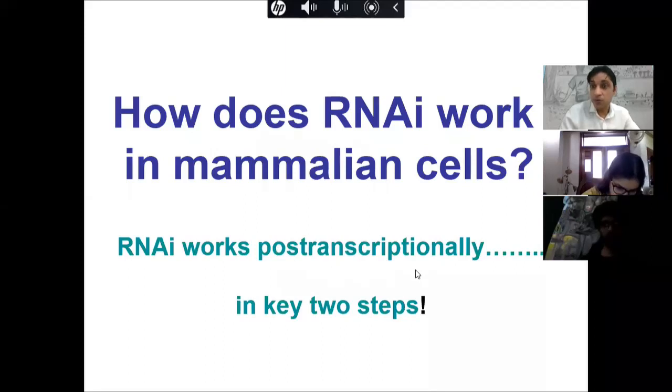Now this term should be understood. They work after the transcription. And it is executed in two key steps, which I will be talking about in the next session.